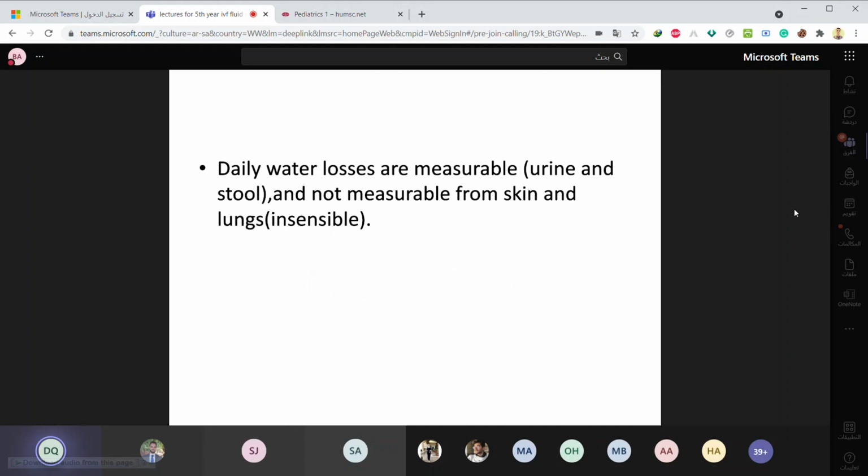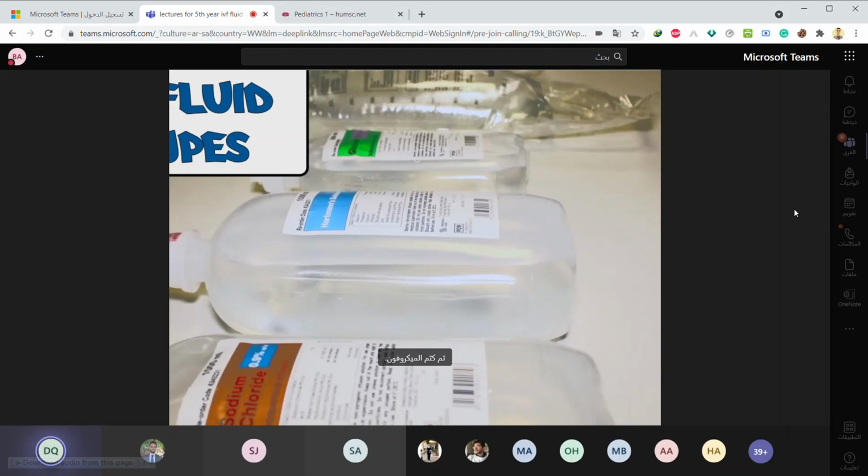Daily water losses we divide into two parts: measurable, which we can measure from urine and stool, and not measurable, or the insensible water loss from the skin and the lungs. This photo shows certain types of IV fluid. You have to see them during your clinical rotation in the hospital, the component of each type of IV fluid.